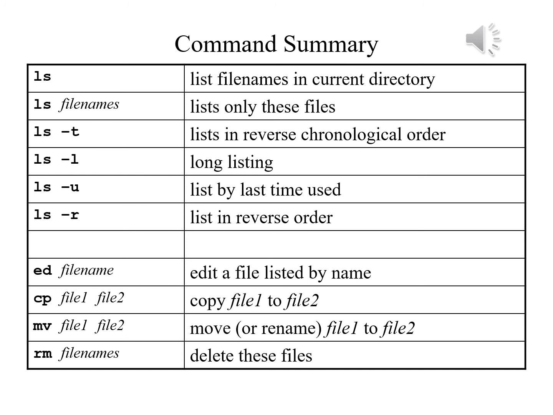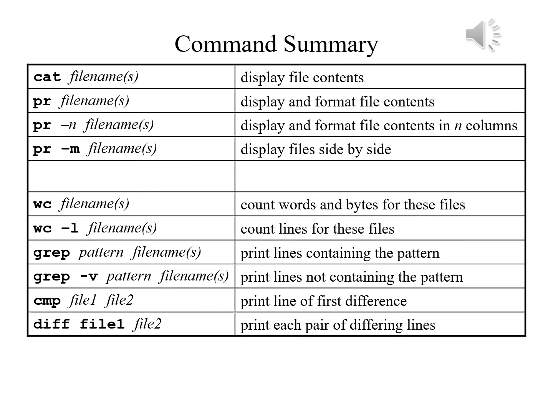cp file1 file2 will create a copy of file1 under the name file2. mv file1 file2 will rename file1 as file2. And rm file names will delete the specified files. Cat file name will display the file's contents. PR will display the file in a more printable format. PR space -number will display the file in that number of columns. And PR space -M file names will display the files side by side.